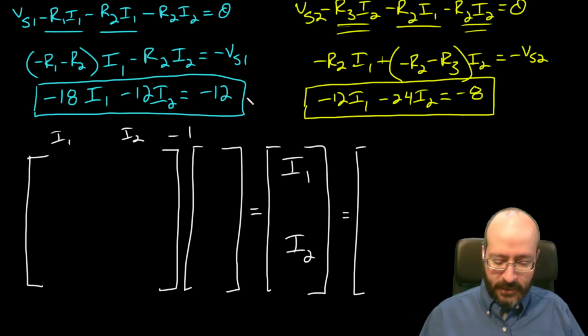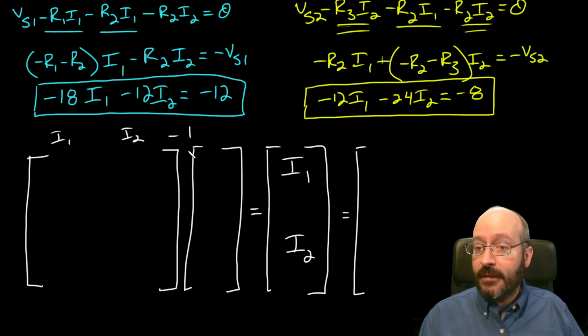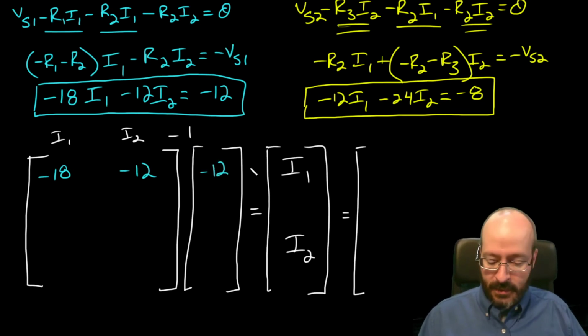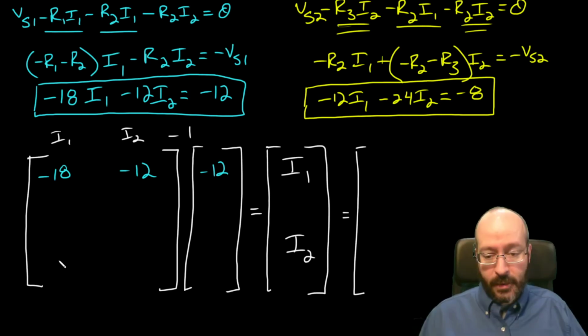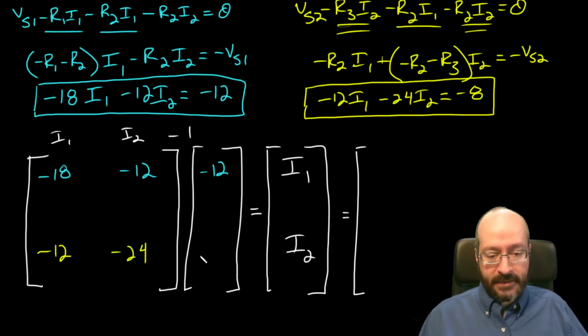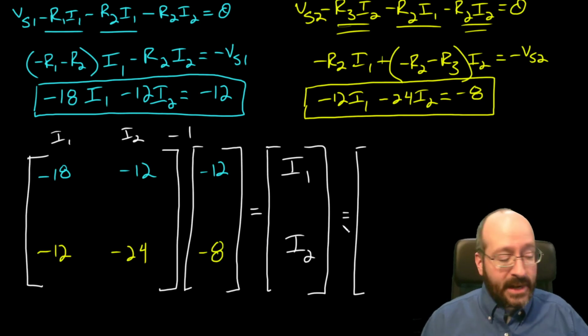I'm going to take this first equation, and let's take the coefficient of I1 as -18. The coefficient of I2 is -12, and the right-hand side is -12. Okay. Taking this one, the coefficient of I1 is -12, the coefficient of I2 is -24, and the right-hand side is -8. Okay, you're going to solve that any way you want.